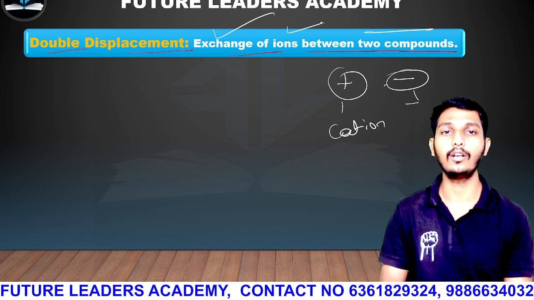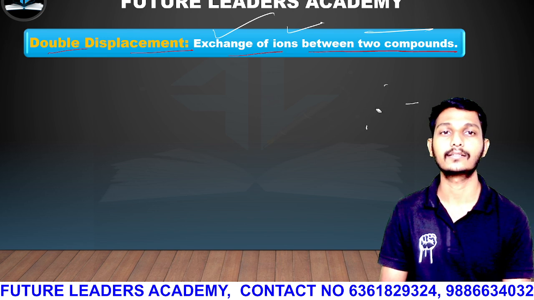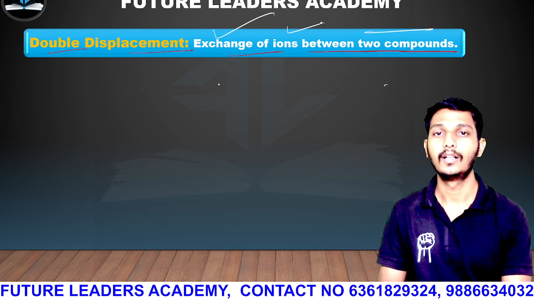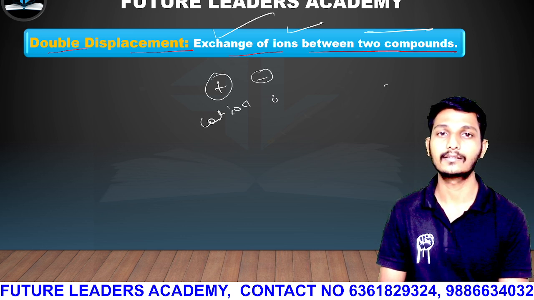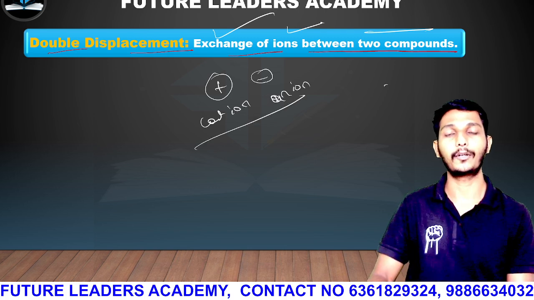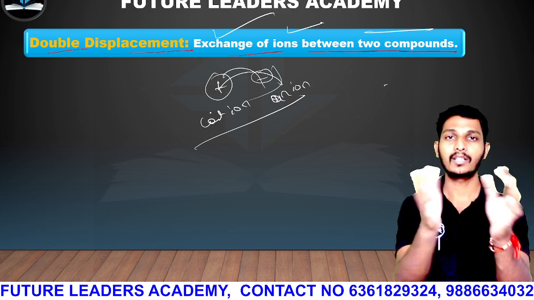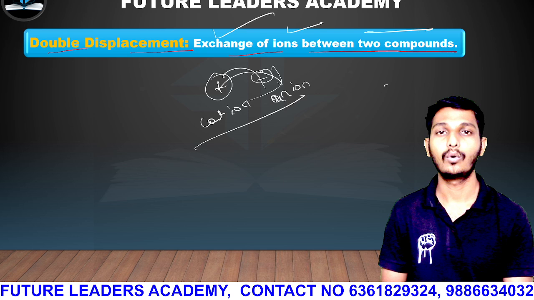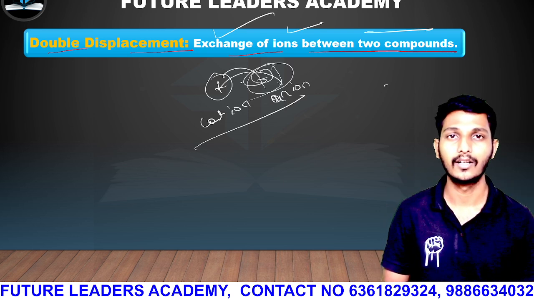Positive is cation, negative is anion. It's an anion. Anion and cation. There are two ions, so these charges will be exchanged in a reaction. Not both, only the negative ion will be exchanged or the positive ion will be exchanged. I'll make you understand.